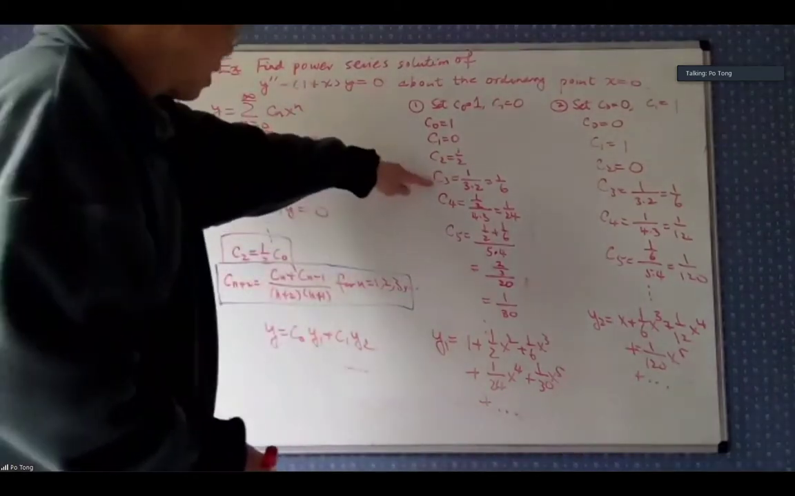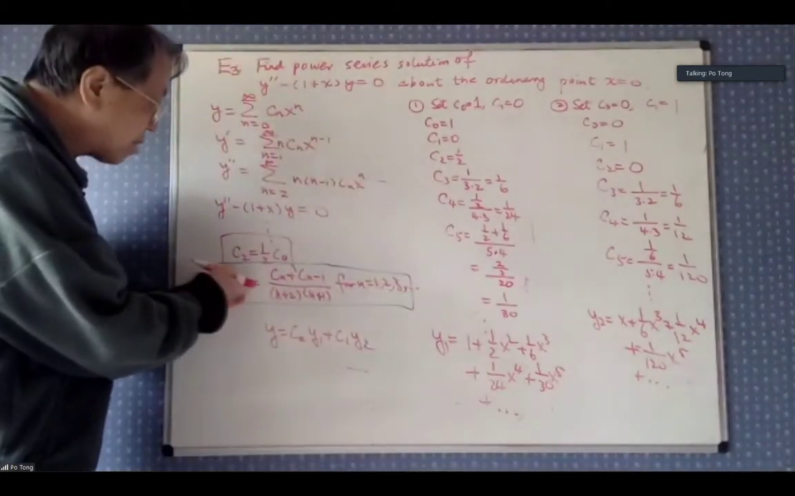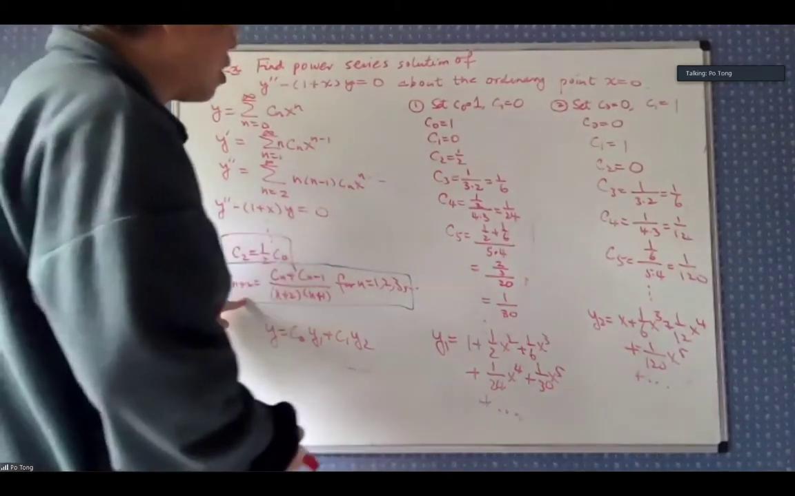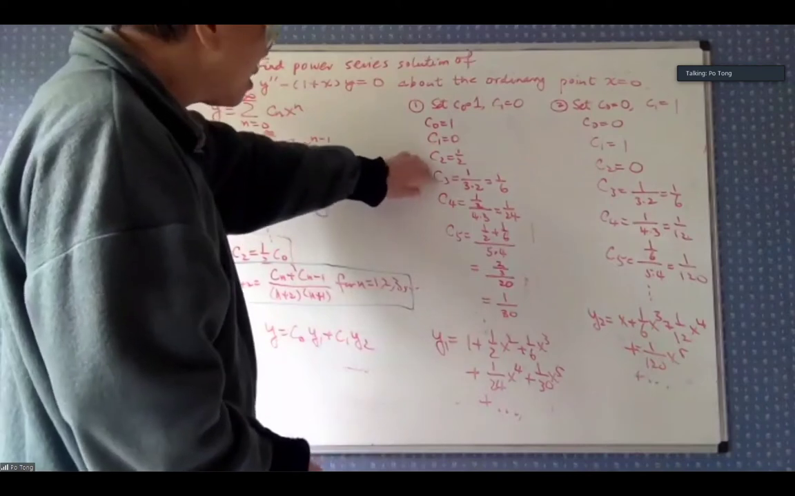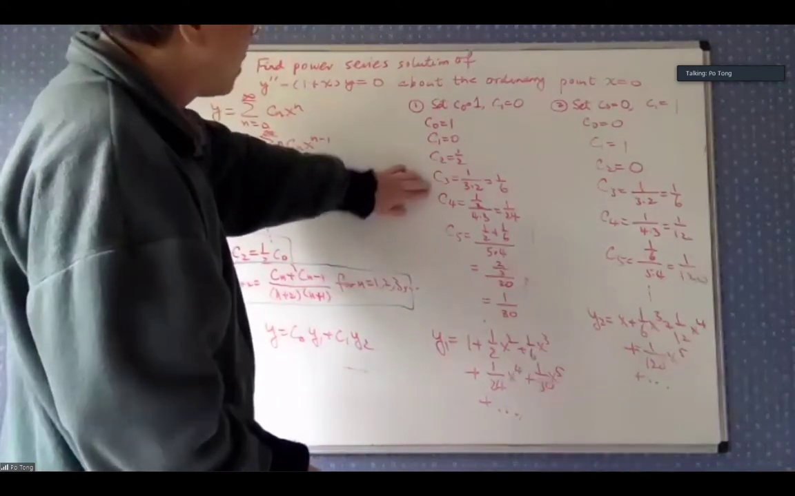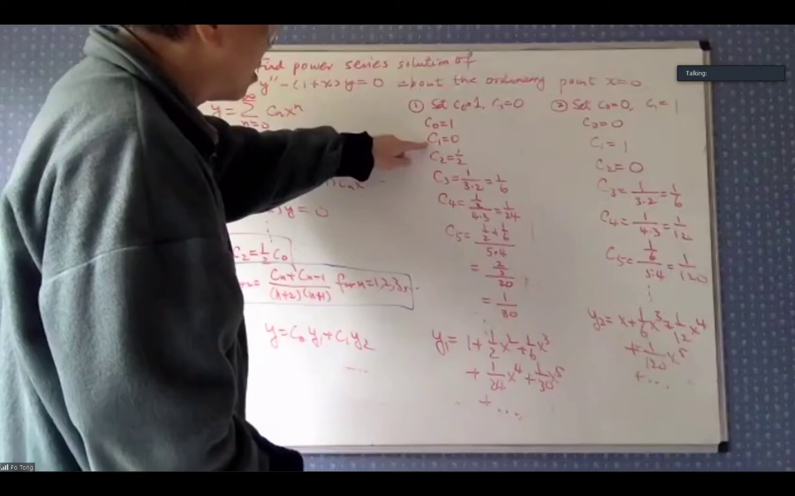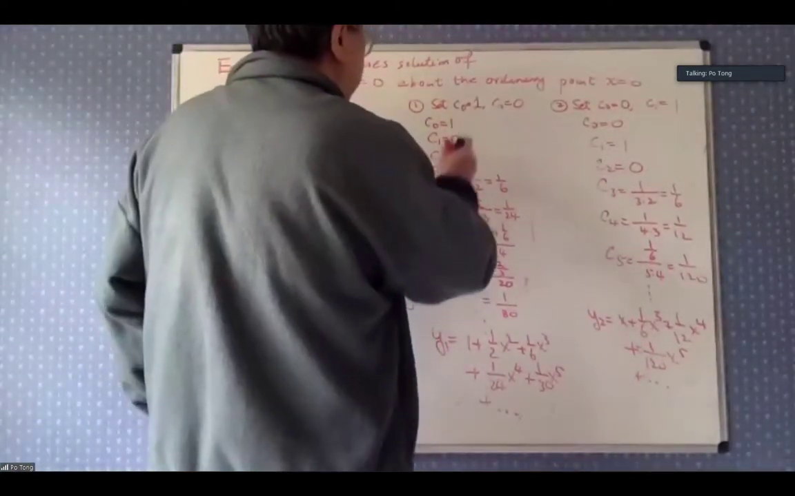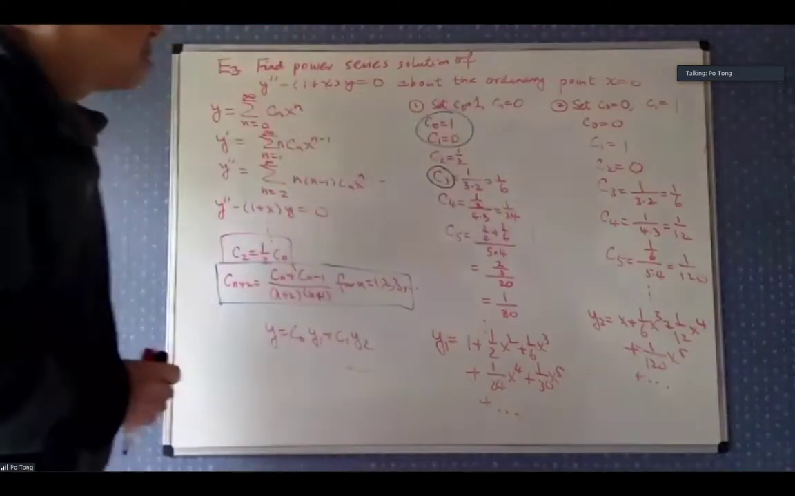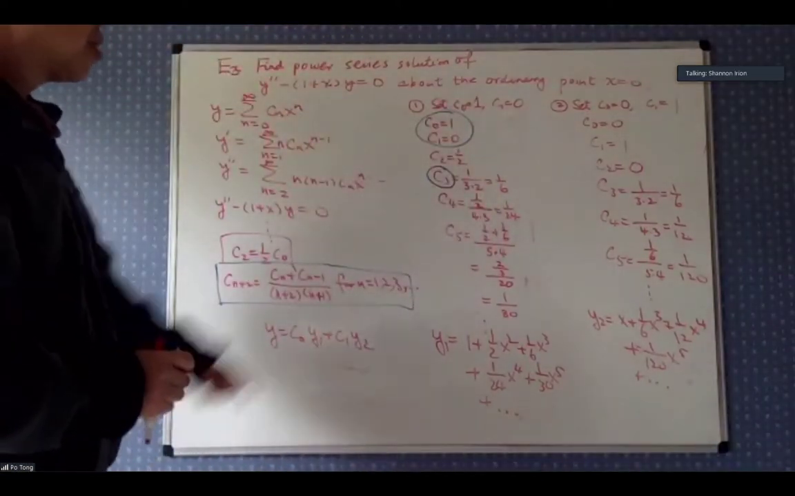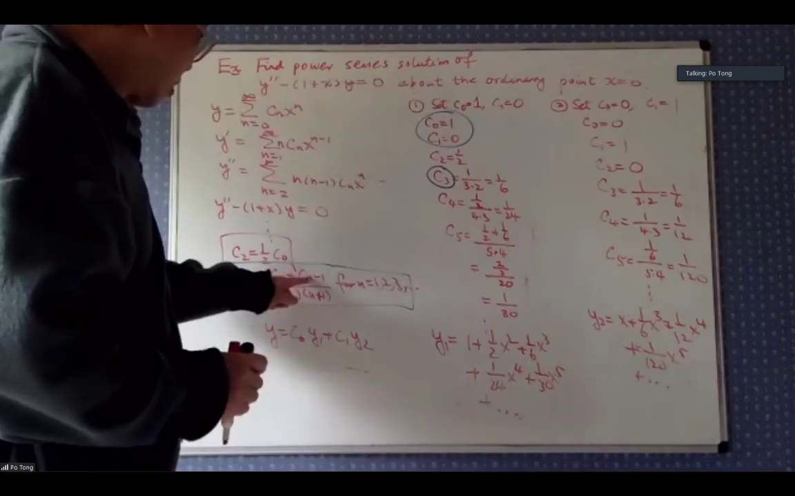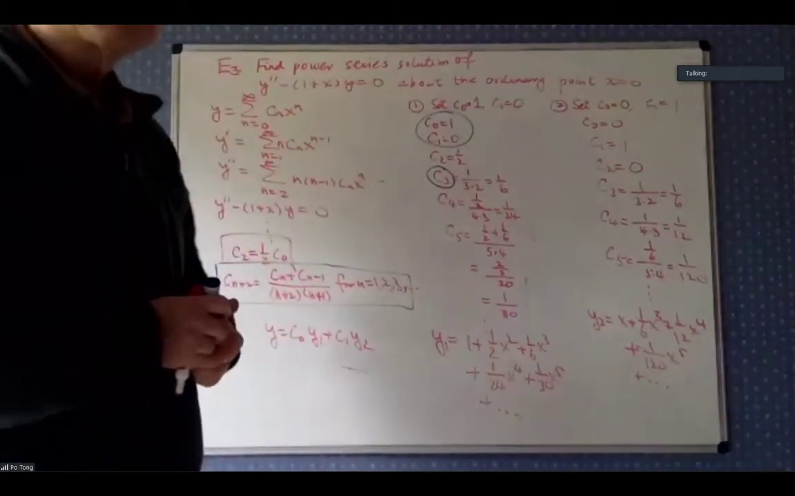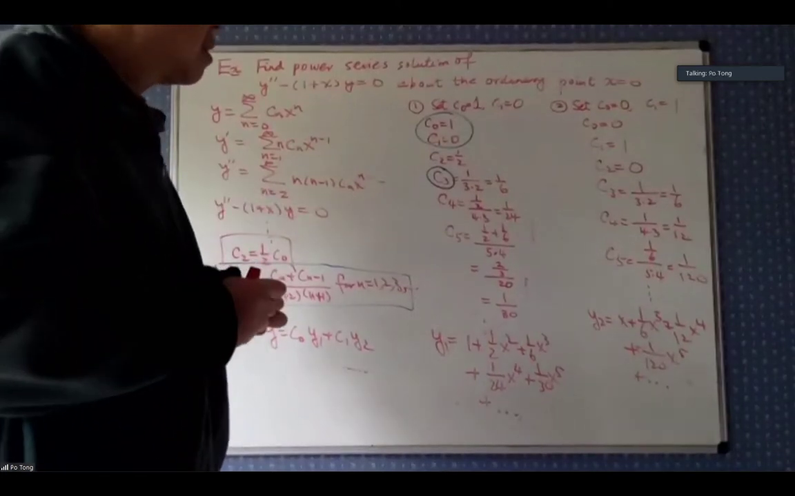Okay. C3. Now this one is n plus 2, right? And then n minus 1. It's the sum of the previous third and previous second. So this C3 here is related to these two. So it's the sum of those two divided by 3 times 2. Does it make sense?